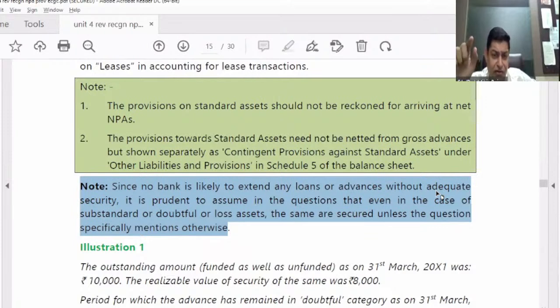It is prudent to assume in the question that even in the case of standard or doubtful or loss, substandard, doubtful, and loss, the same are secured unless the question specifically mentions otherwise. So I told you earlier that if nothing is specified, assume that it is a standard asset. It is a secured asset. And if it is a secured asset, then you should provide as per the secured assets percentage. And if someone specifically says that it is unsecured, then we need to provide as per the unsecured percentage.